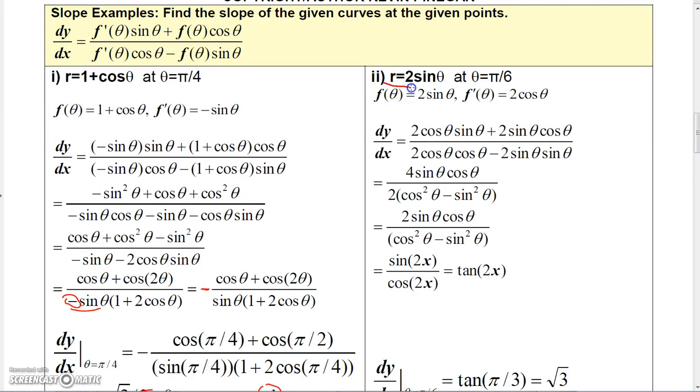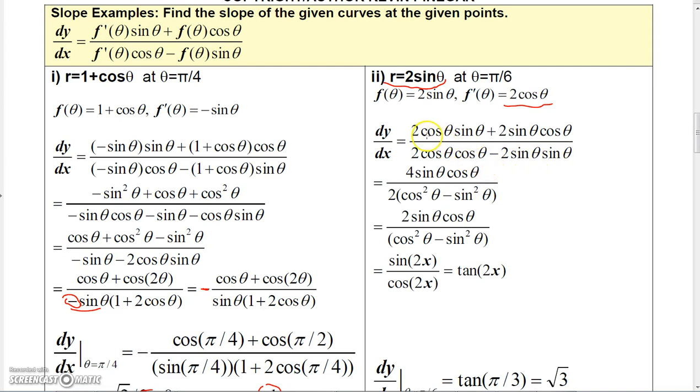Now the next one is the graph r equals 2 sine theta, and I want the slope at pi over 6. So the derivative of 2 sine theta is actually 2 cosine theta. So using the formula, f prime times sine theta would be 2 cosine theta sine theta, and then f of theta cosine theta would be 2 sine theta cosine theta. And then on the bottom I would have f prime times cosine theta, so I have 2 cosine times cosine, and then minus f of theta sine theta, so that's minus 2 sine theta sine theta.